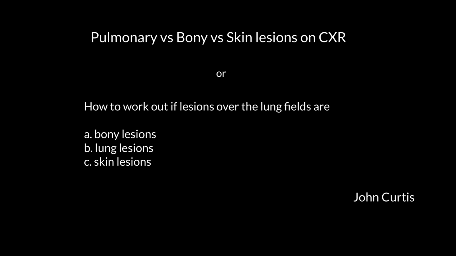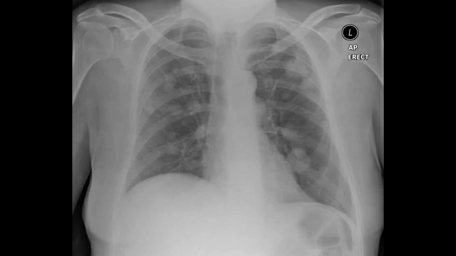Some radiologists have difficulty distinguishing between a pulmonary, a bony and a skin lesion when that's projected on the chest x-ray. This video should give you more confidence in determining whether a lesion is within the lung, within the bone or within the skin. This is a frontal chest radiograph showing multiple lesions projected over the lung fields.